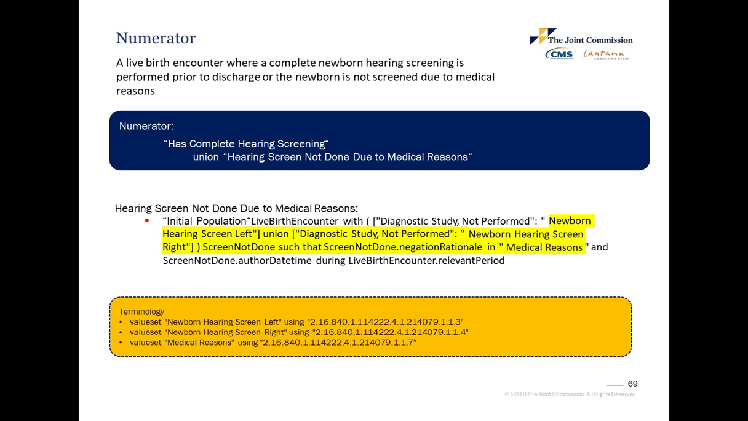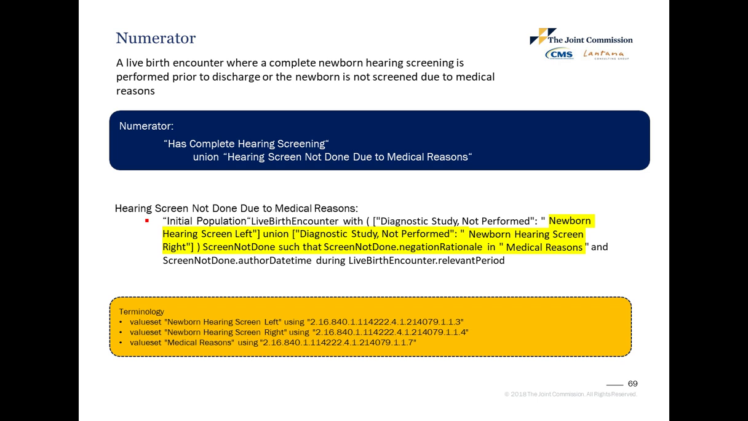A comprehensive list of codes for these conditions is not available because the judgment's often subjective. This value set is not intended to be used for other reasons the screening was not performed, such as parent refusal, technical failure, or a missed procedure. We use the author date time attribute to capture the time the data element was entered into the clinical software because we've heard from implementers that it's difficult to know the start and stop times for hearing screenings.